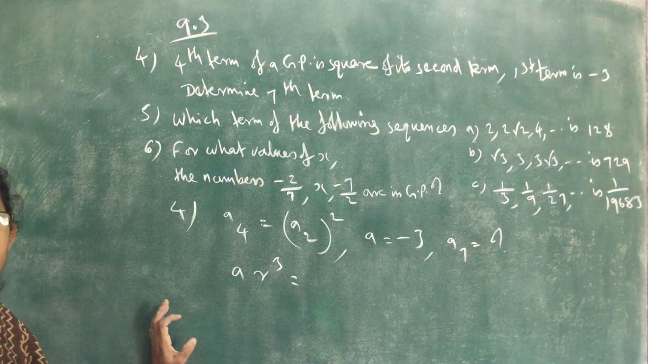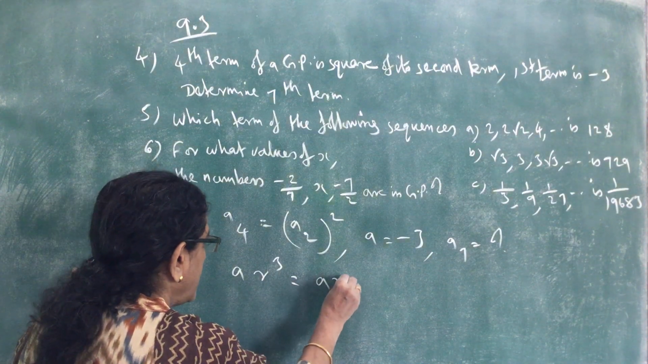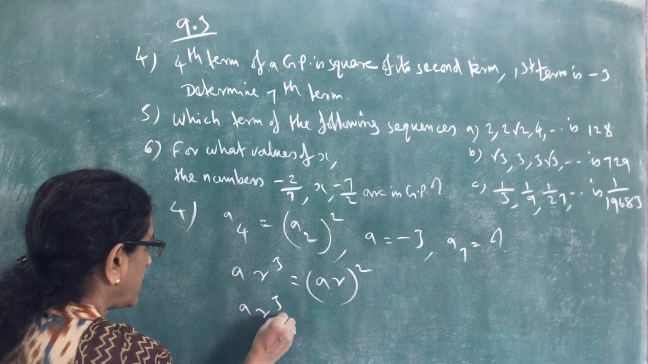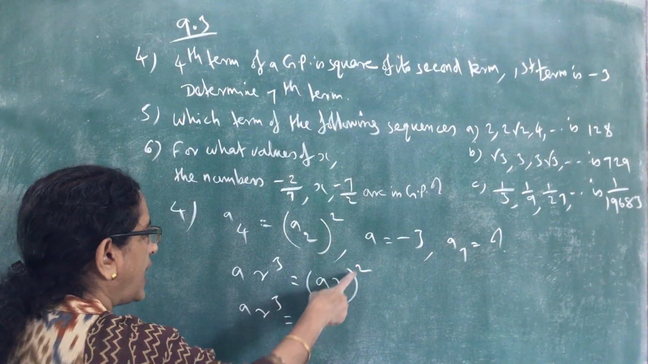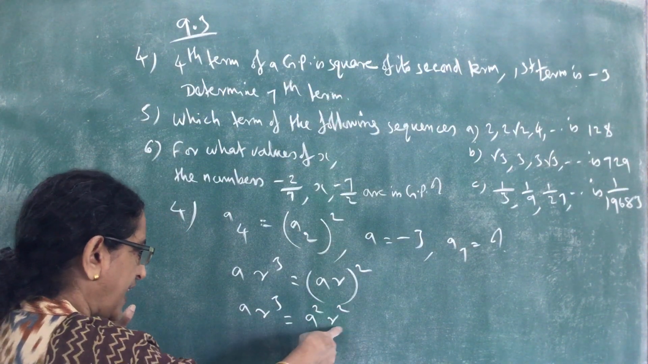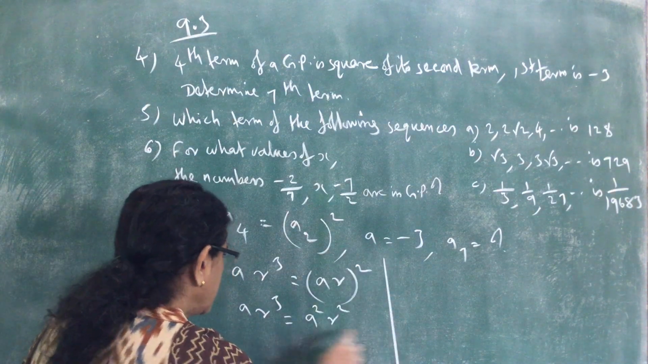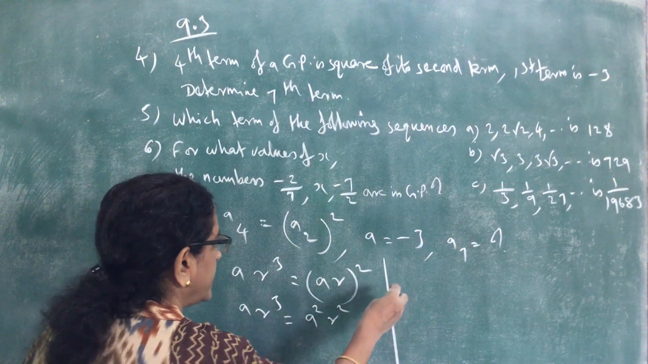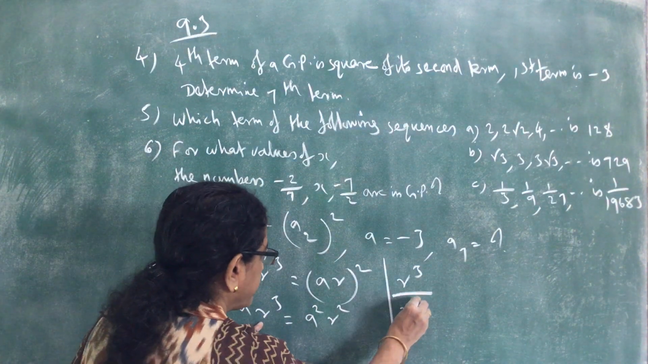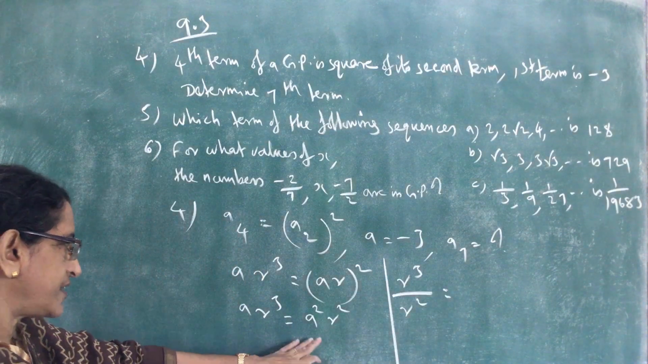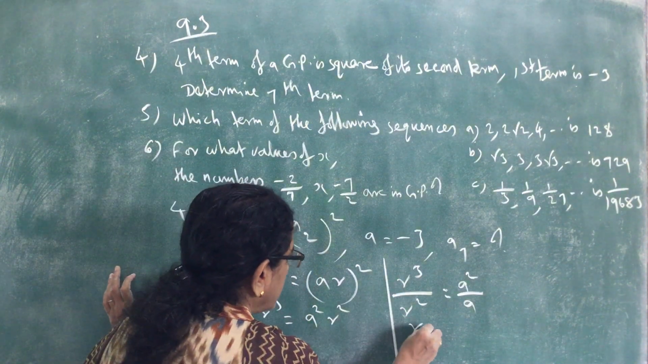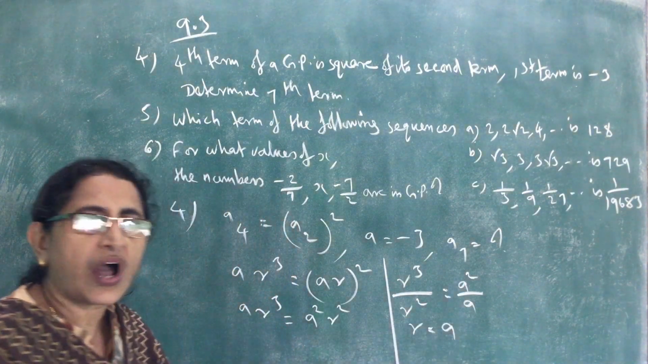What is A2? A into R raised to 2 minus 1, that is AR, whole square. We can square both sides. That is, AR cube equal to AR whole square, A square, R square. Now we can take A this side and R square this side. So R cube divided by R square equal to A square divided by A. So R cube by R square, R, equal to A square by A. So R equal to A.